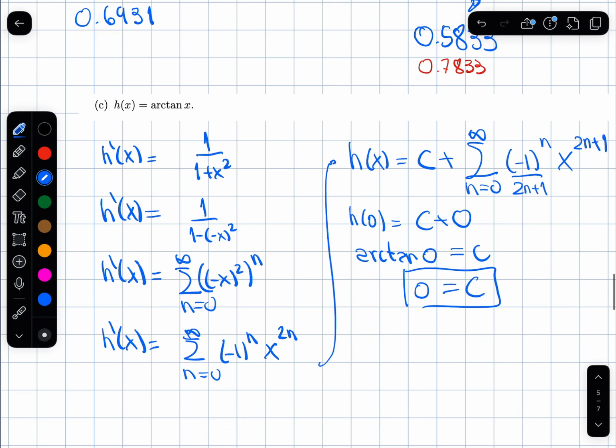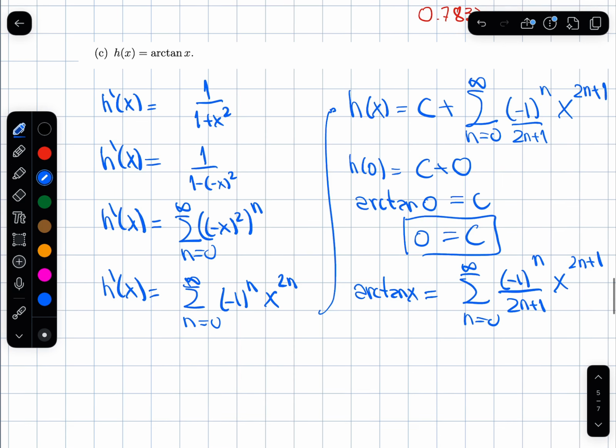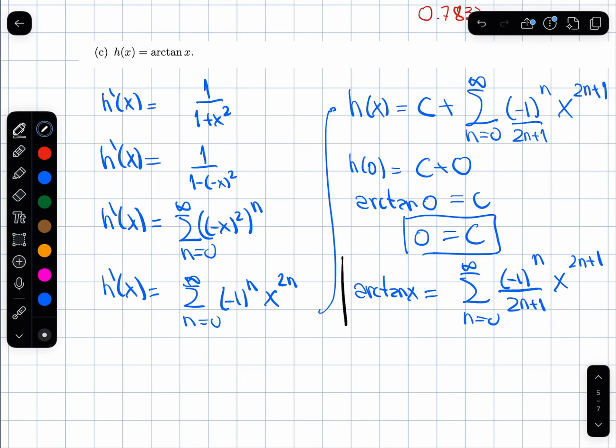So that means that we had arctangent of x is the summation n equals 0 to infinity of minus 1 to the power n over 2n plus 1, x to the power 2n plus 1. This is the series that I'll box. This is a power series representation for the arctangent, for the tangent inverse of x.